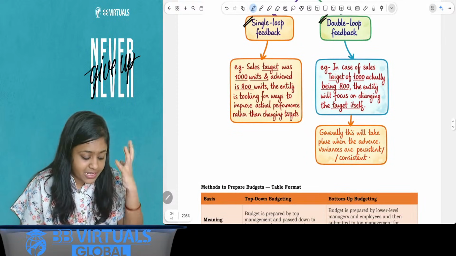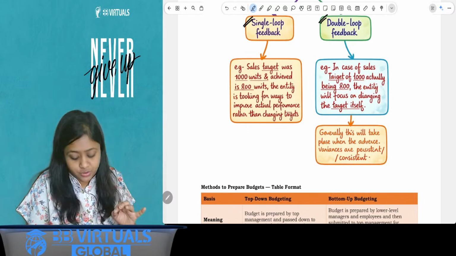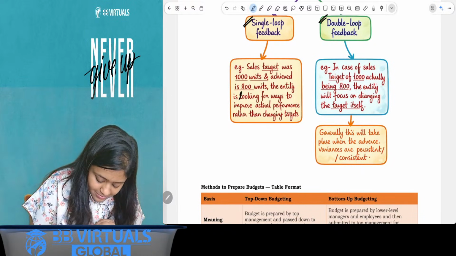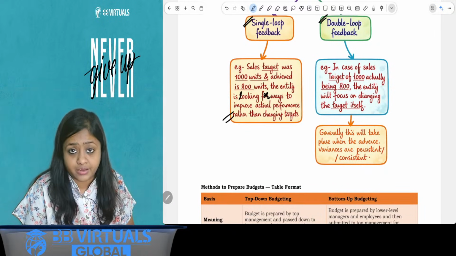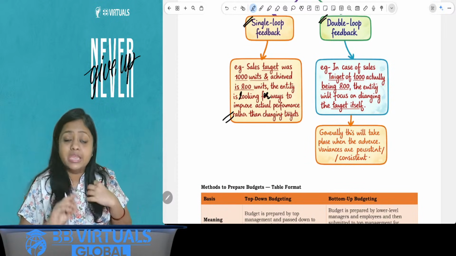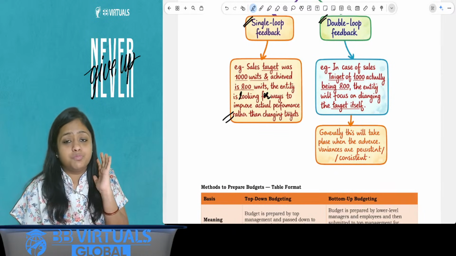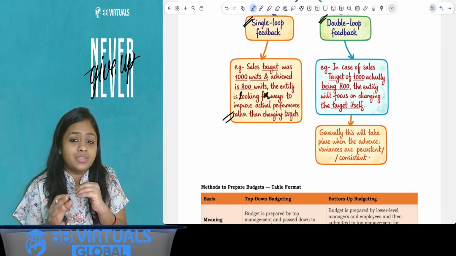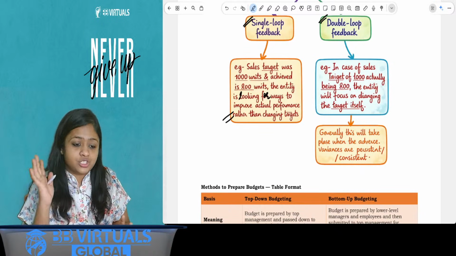Single loop feedback is, for example, the sales target was 1000 units and we achieved 800 units. Now the entity is looking for ways to improve actual performance rather than aiming at changing the targets. We think that the targets were set accurately, actual performance was not done properly. So now we look at not really manipulating or changing the targets. We look only at making sure that the actuals get improved. This is single loop feedback. Only one side we are looking into, actual performance.